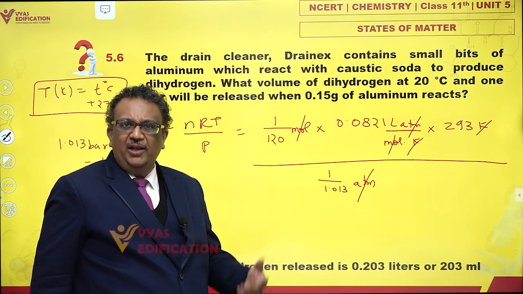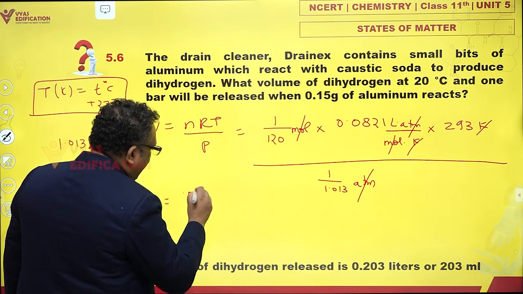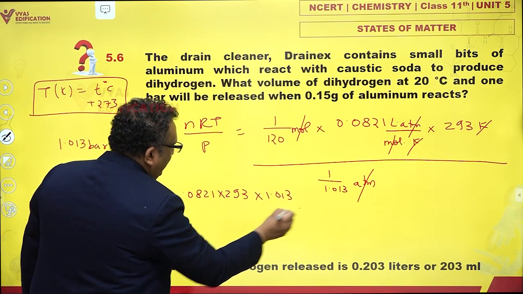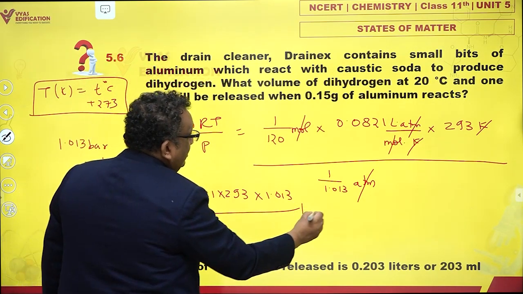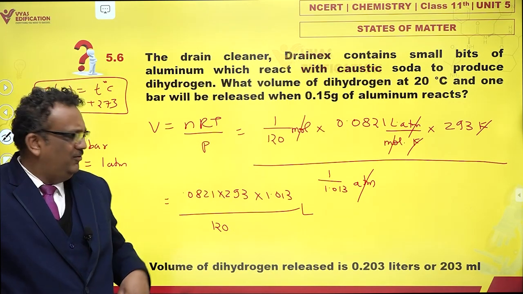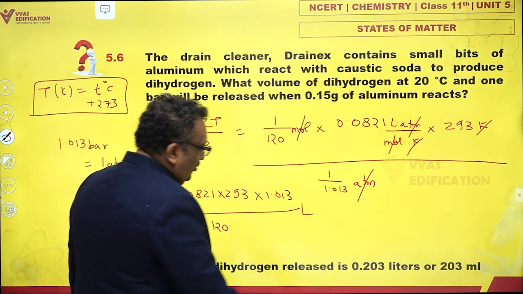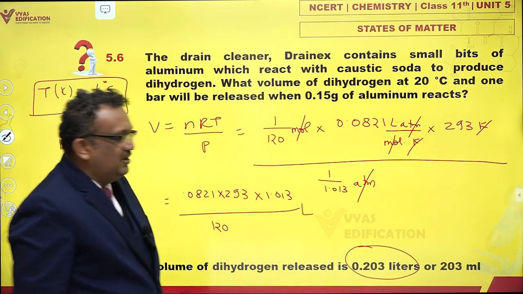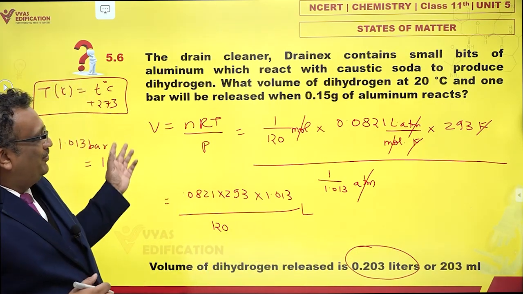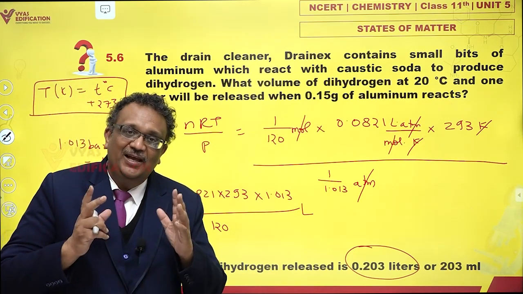Fine. What do we do? We calculate. How do we calculate? Let's see. This is 0.0821 into 293 into 1.013 divided by 120 liters. This is a calculation you need to make. Is it ugly? Whatever. It's not very pleasant, I must say. But once you do this, what do you get? You get the value as 0.2 liters or around 203 ml. This is the volume which you're going to obtain if you dissolve 0.15 grams of aluminium in excess NaOH as per this reaction.